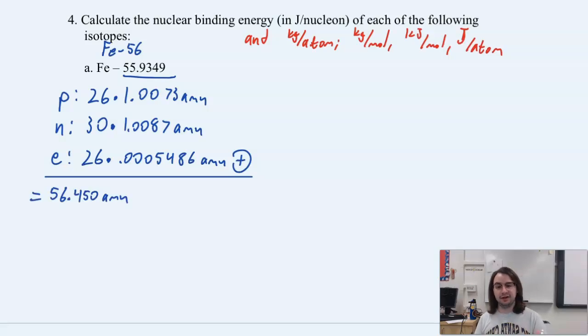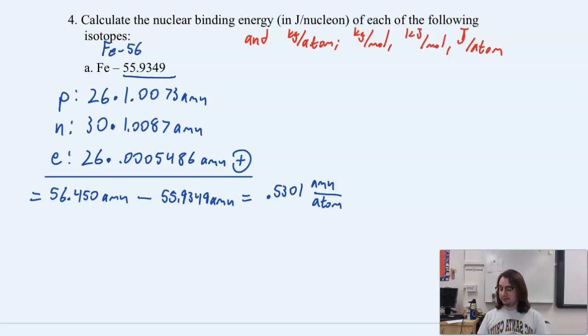Okay, so you should have gotten 56.450 AMU. Now I'm going to subtract that from 55.9349 AMU. That is the original mass that I was given. And this is going to give me the nuclear binding energy of 5301 AMU. And it's important to remember that this is AMU per atom.